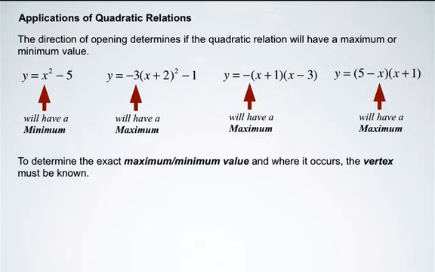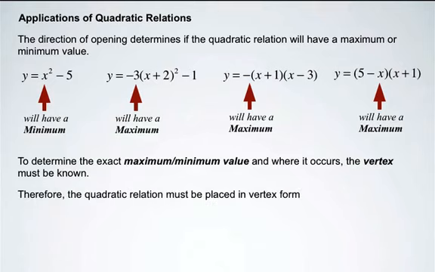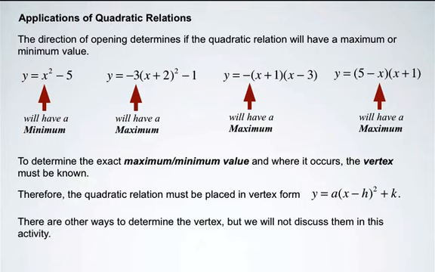To determine the exact maximum or minimum value and where it occurs, the vertex must be known. Therefore, the quadratic relation must be placed in vertex form: y equals a times (x minus h) squared plus k. There are other ways to determine the vertex, but we won't discuss them in this activity.